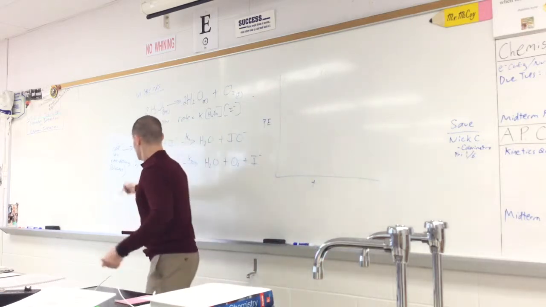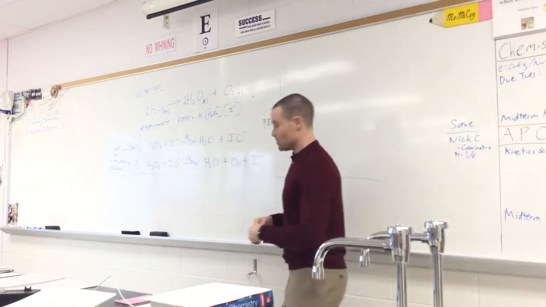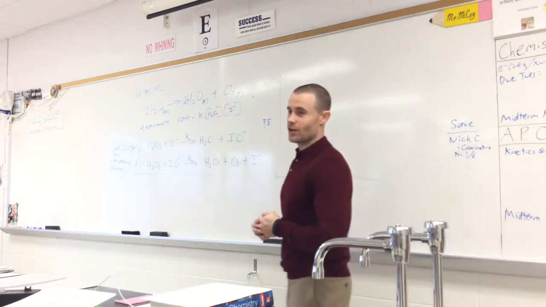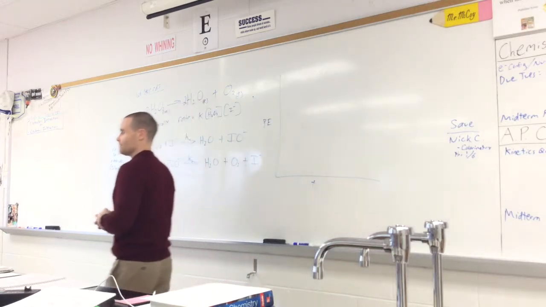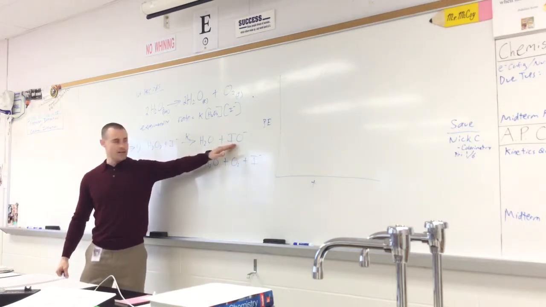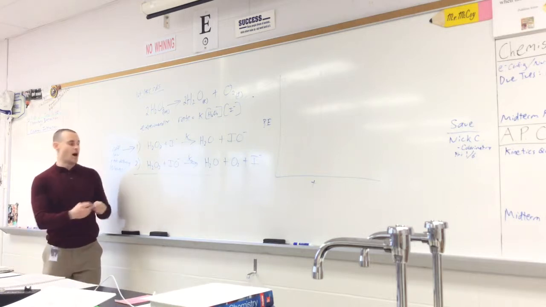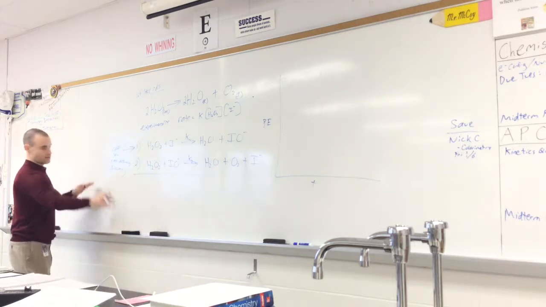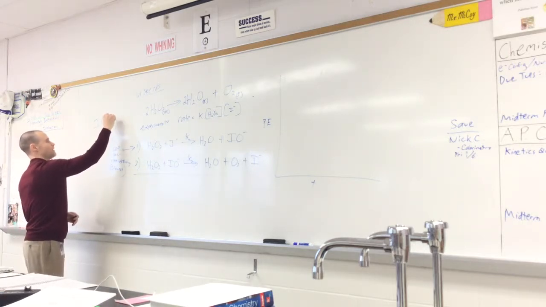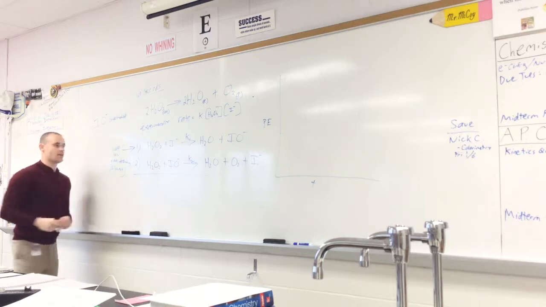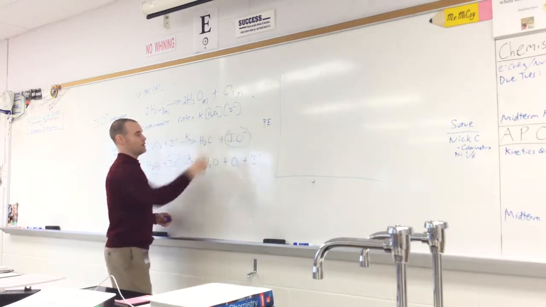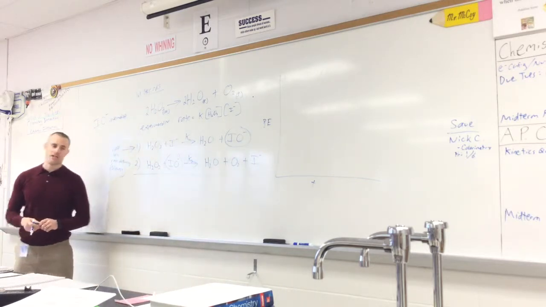Now, what if we were to start canceling things out? What do we have to cancel out? IO minus, is that an intermediate or a catalyst? Intermediate. It's formed early, consumed later. So IO minus, I'm running out of room, you can put it somewhere underneath there, but IO minus is the intermediate. It's consumed later, it's formed early. It doesn't appear in the overall equation. That's an intermediate.